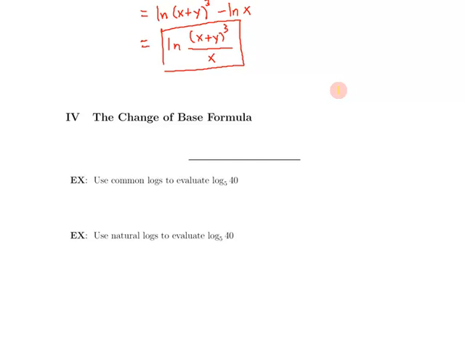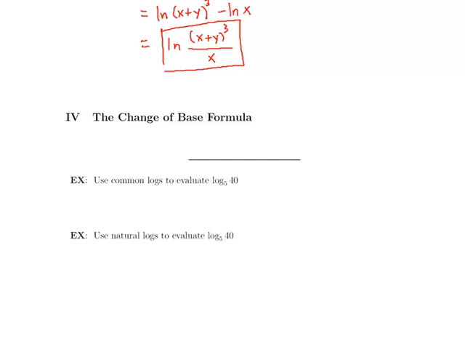The last important property that we're going to cover of logarithms is the change of base formula. And this is like saving the best for last. Maybe that's not entirely accurate, but what this allows you to do is to take your calculator and answer any logarithm problem using it.